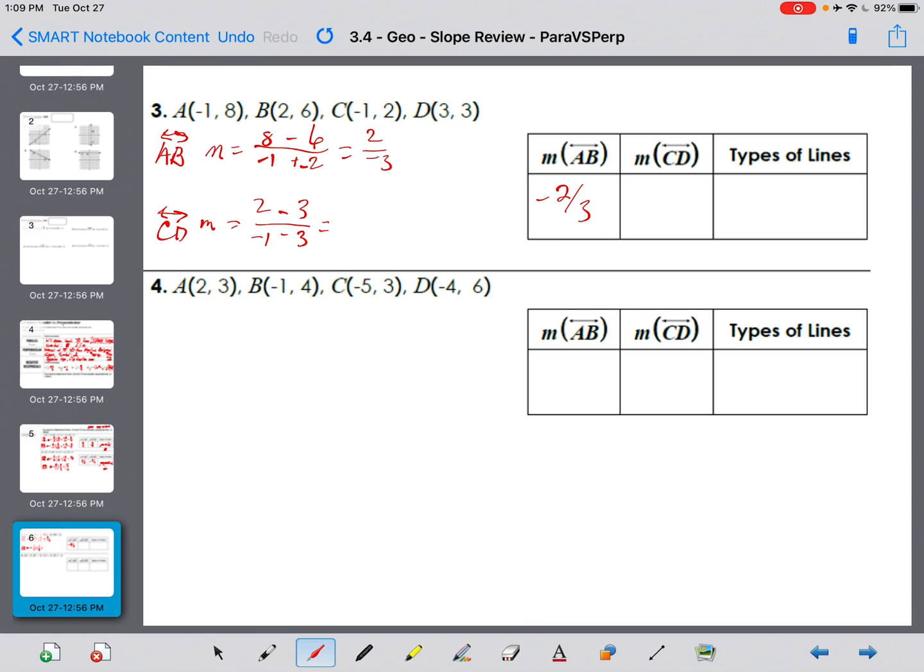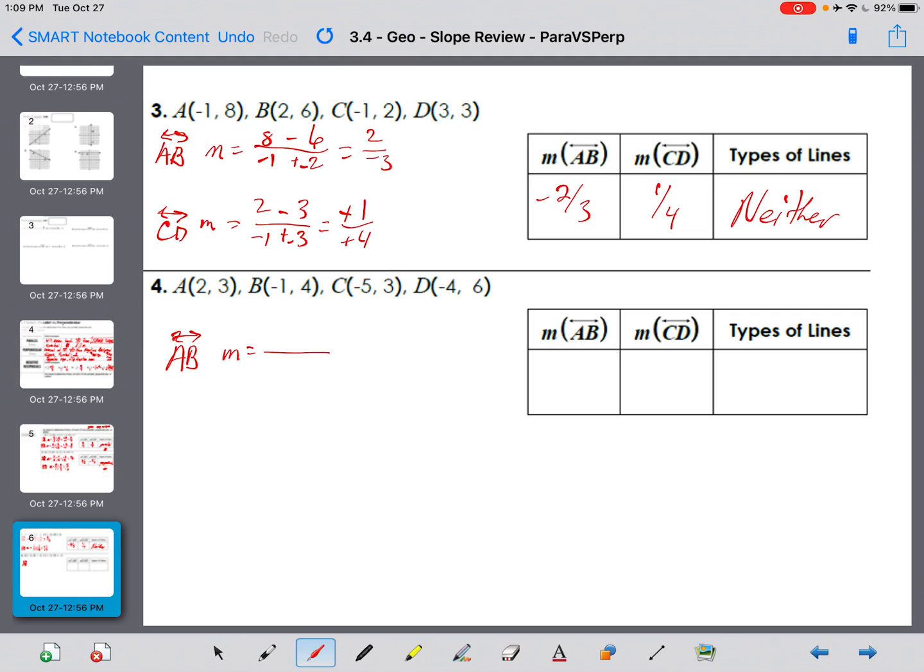CD, y on top, x on bottom. 2 minus 3 is -1. And -1 minus 3 gets more negative, -4. Makes it 1/4. So these are neither. They don't have same or negative reciprocal slopes.